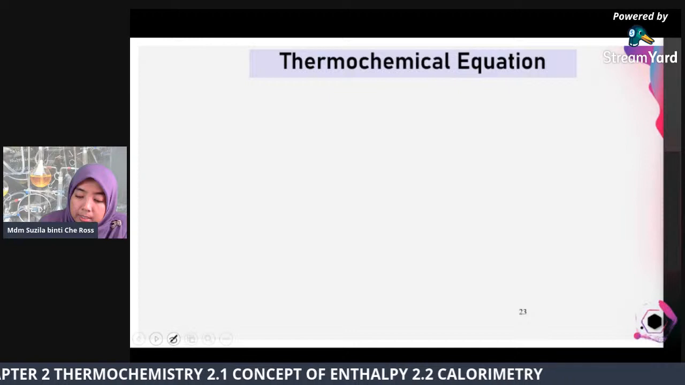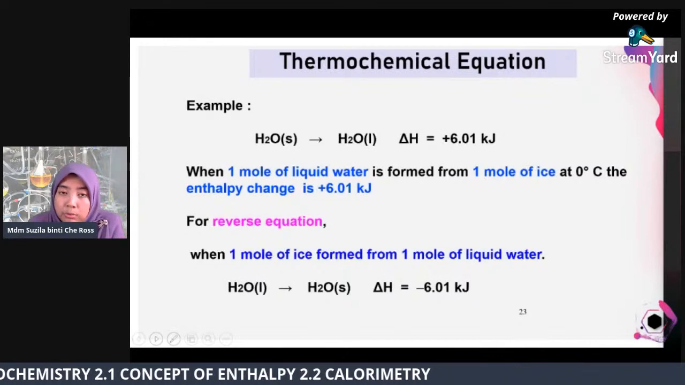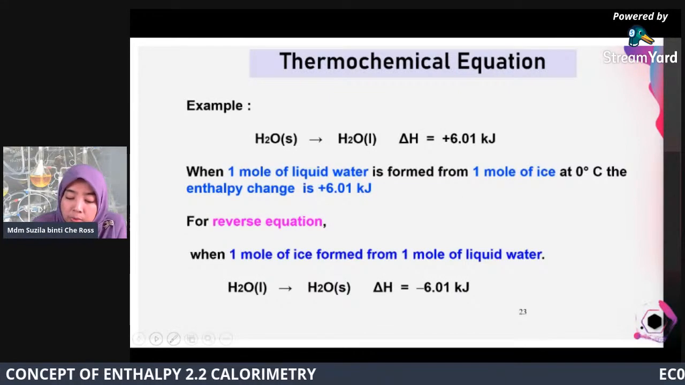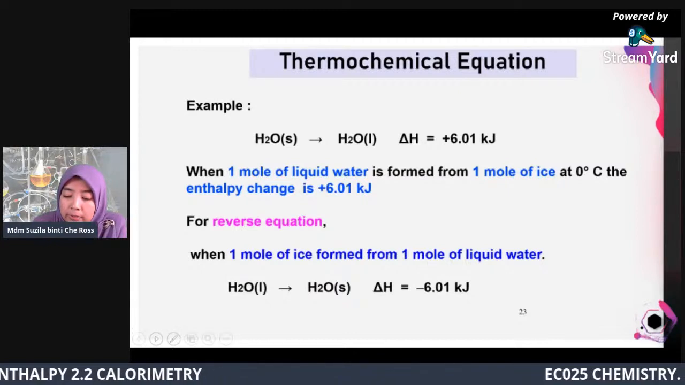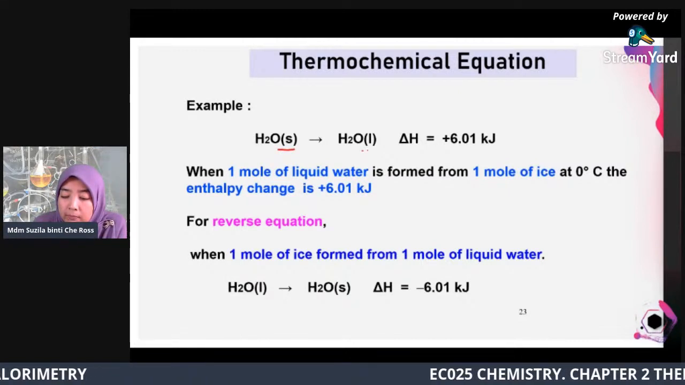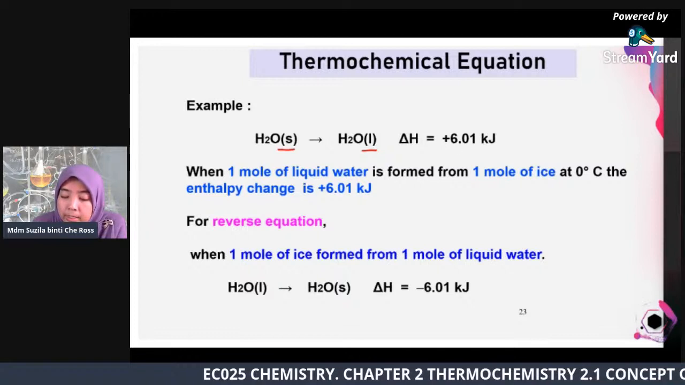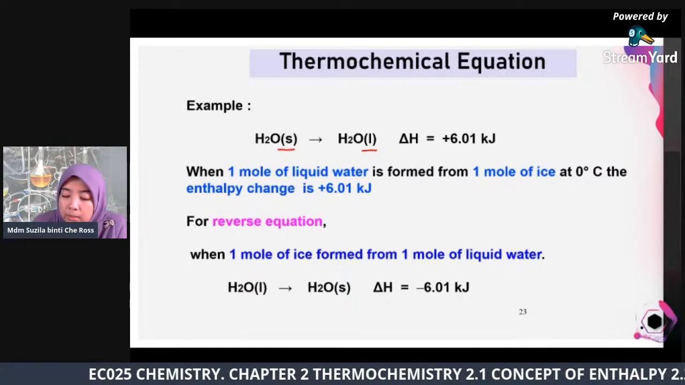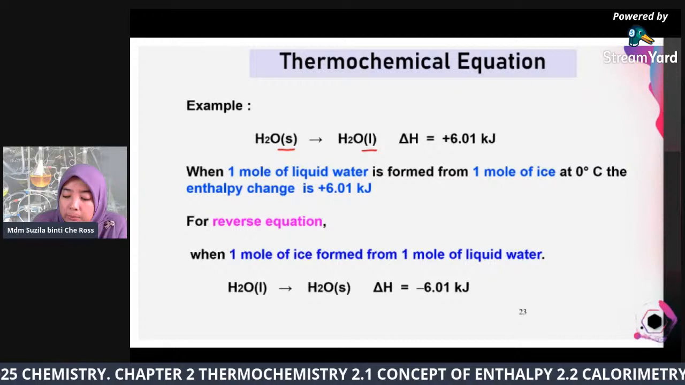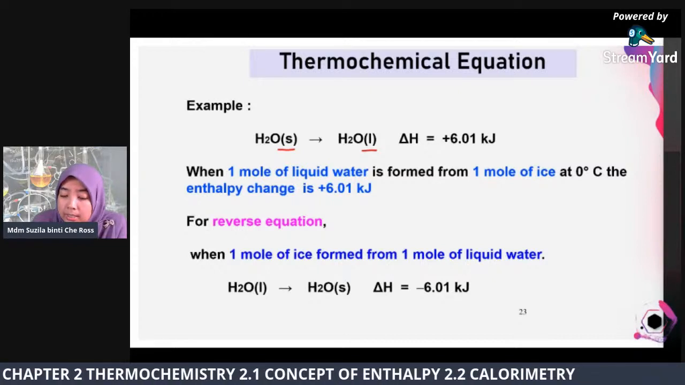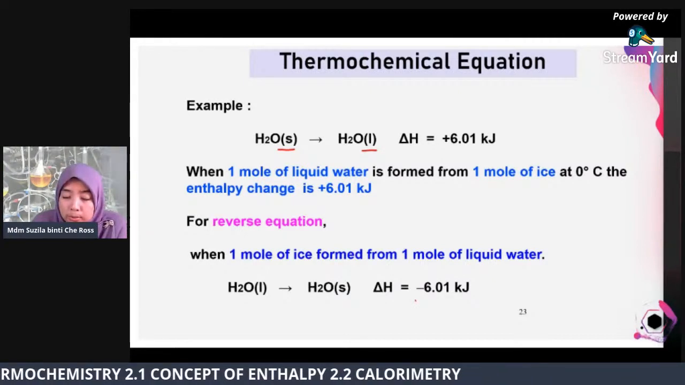Okay, another example here, H2O. Given H2O solid converting to H2O liquid, delta H is given as positive 6.01 kilojoule. And then if we reverse the equation, the delta H value becomes negative 6.01 kilojoule.